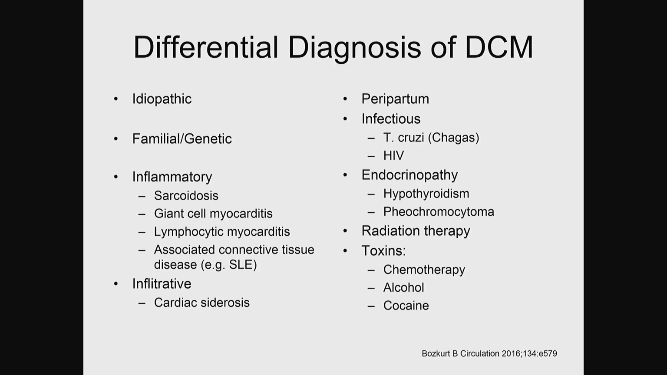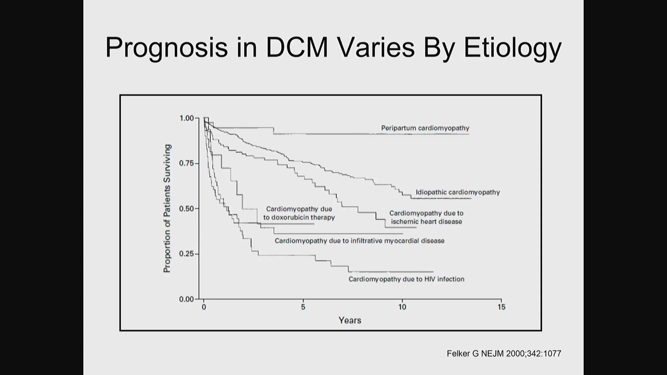Another way of approaching the differential diagnosis of dilated cardiomyopathy is with the end diagnosis in mind. And here I provided the categories of idiopathic, familial, inflammatory, infiltrative, as well as other etiologies, including those associated with pregnancy or peripartum, infectious, endocrinopathy, post-radiation, and associated with toxins. Part of the rationale for doing this is that prognosis depends in large part on underlying etiology. These survival curves come from a seminal publication from the Hopkins Cardiomyopathy Program showing the difference based on underlying etiology.